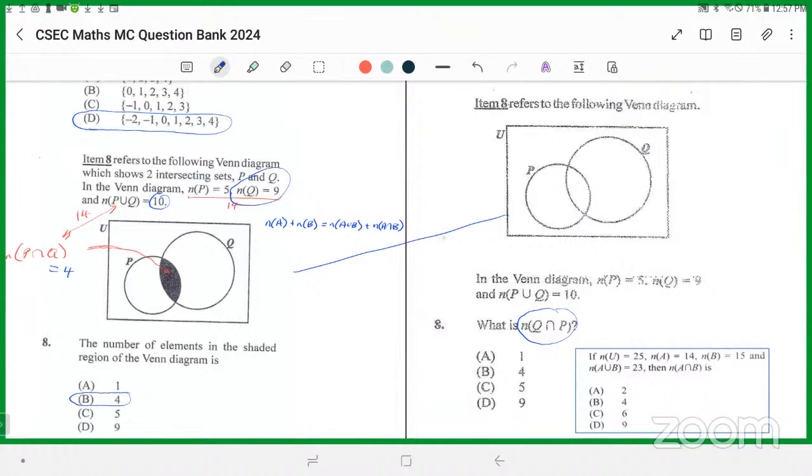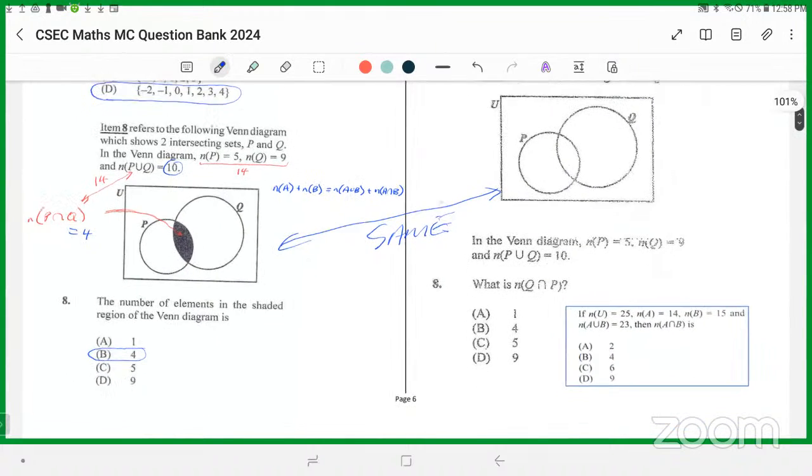Number in Q is 9. Number in the union is 10. The same question, and they're asking us for the intersection. So the same solution as over there. So I'm going to put that across and put the word same. So the answer is still 4.